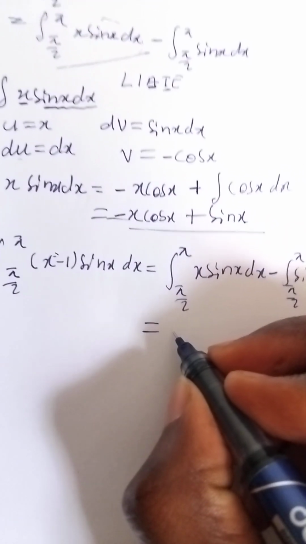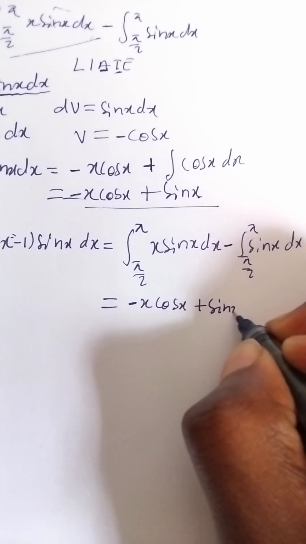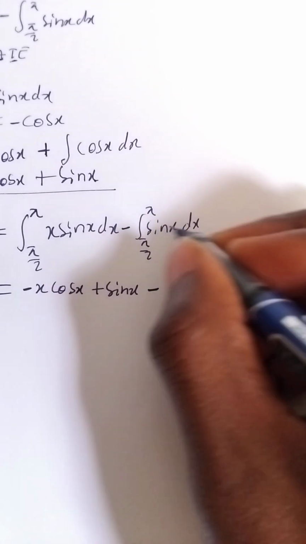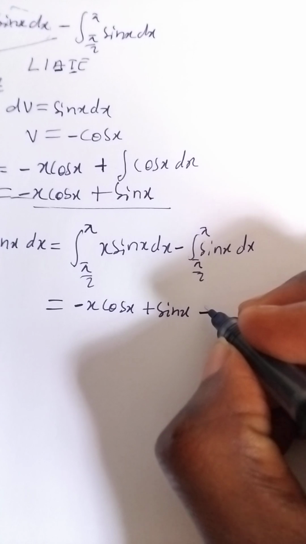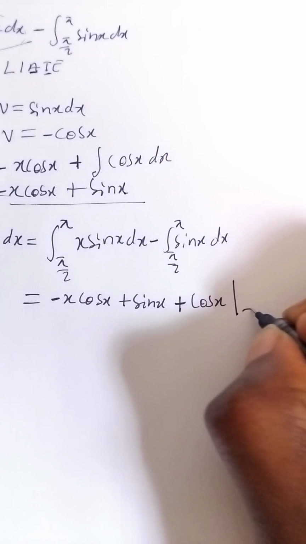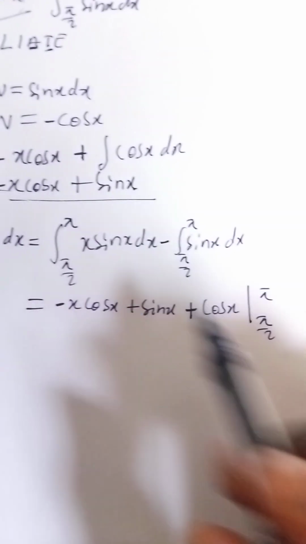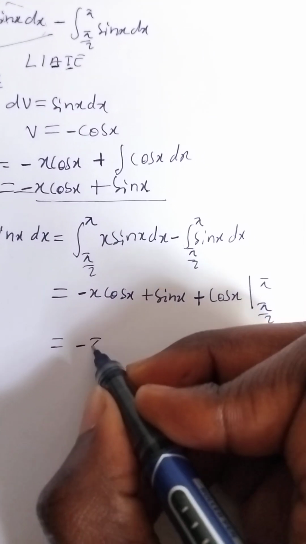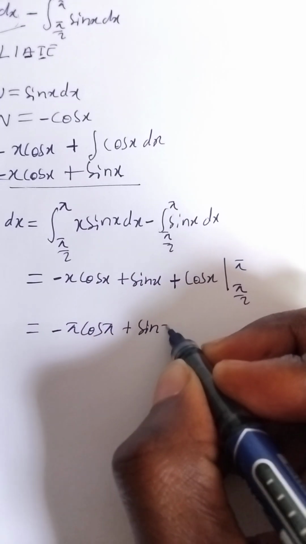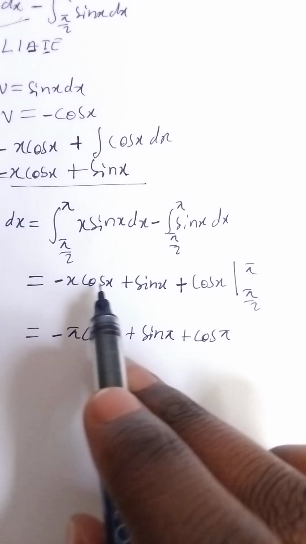So it's basically going to be minus x cos x plus sin x, then minus the integral of sin x, what is it? It's minus cos. So minus and minus will give us plus cos x. So they are going from pi over 2 to pi. Okay, so now let's see, when we plug in pi, we get minus pi cos pi plus sin pi plus cos pi. Okay, I substituted pi everywhere where there is x.